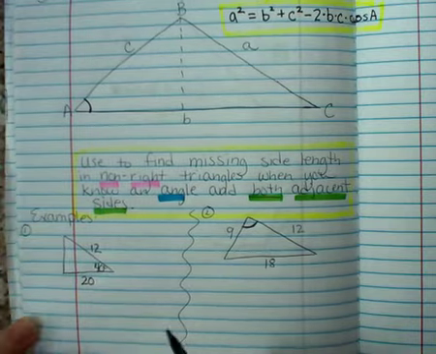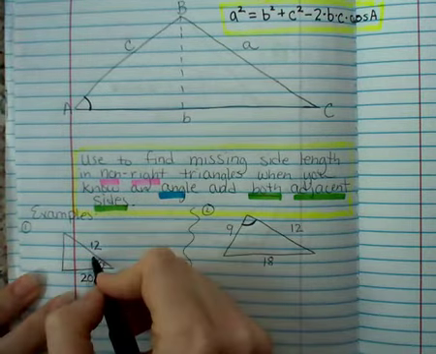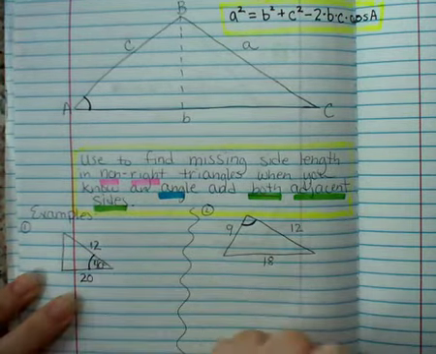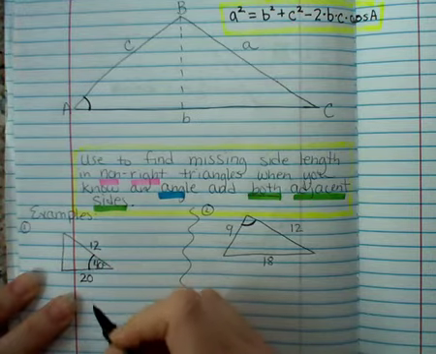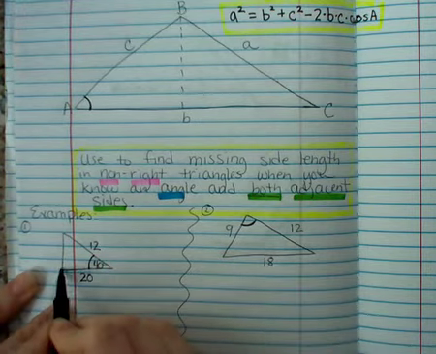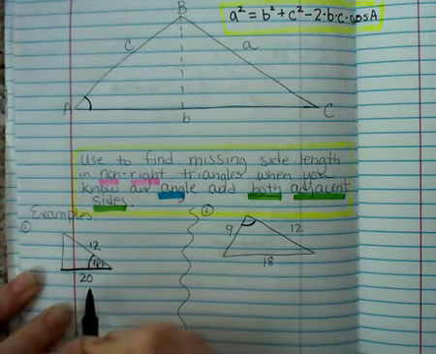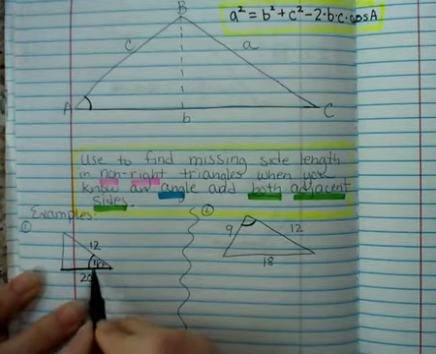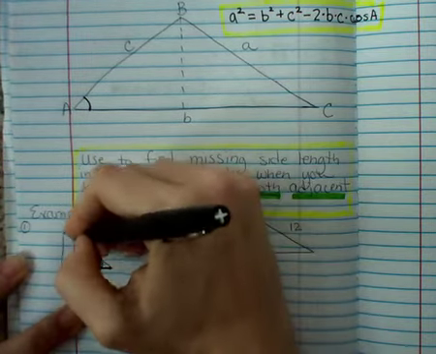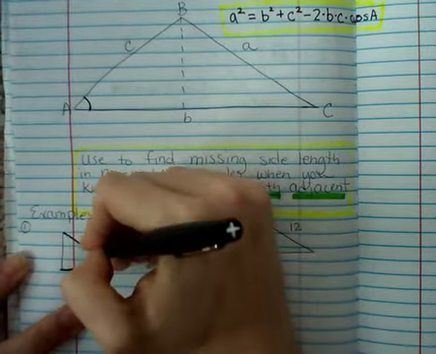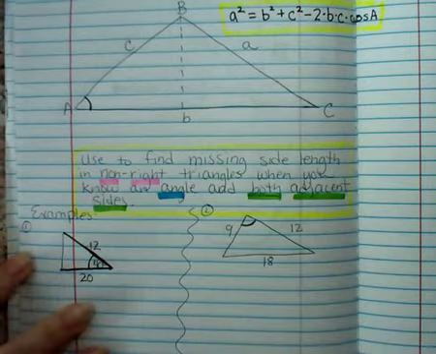All right, so example 1, we have this angle that is 40 degrees, and we have our two sides that are 12 and 20, and notice that the 20 is adjacent to that 40 degree angle, as is this 12 side.